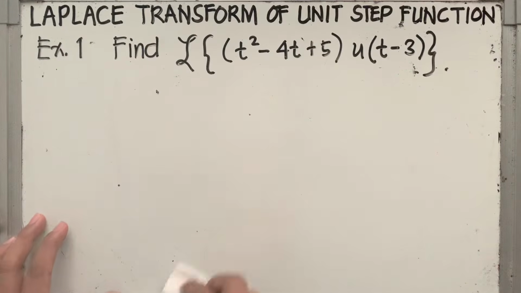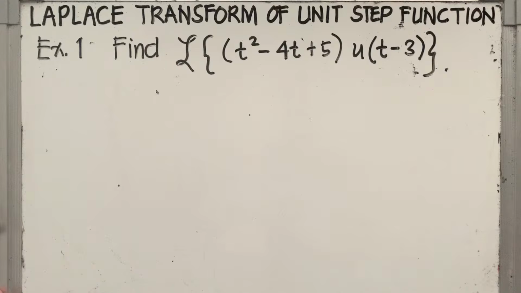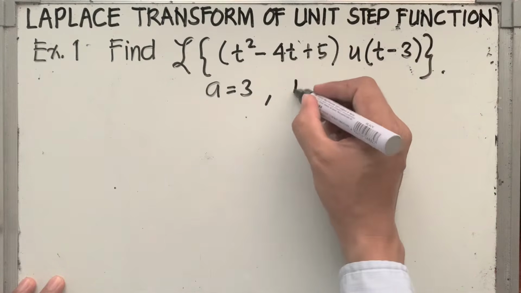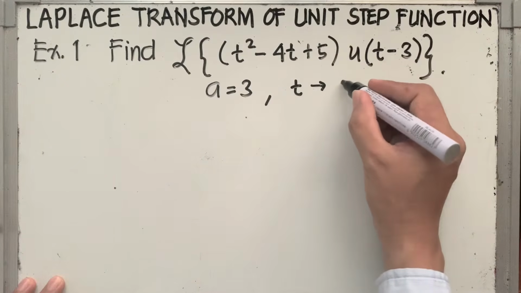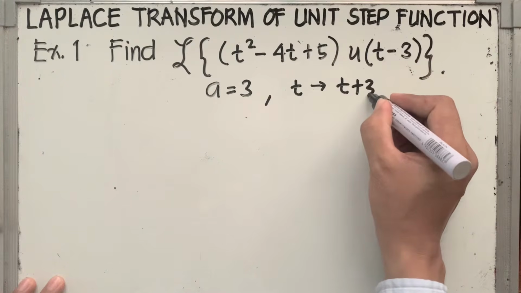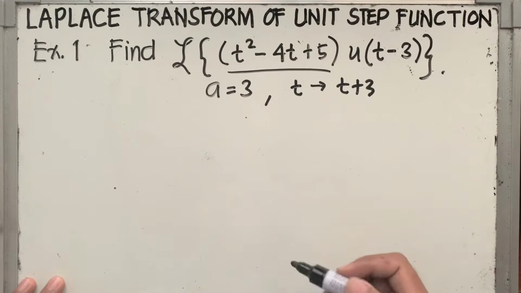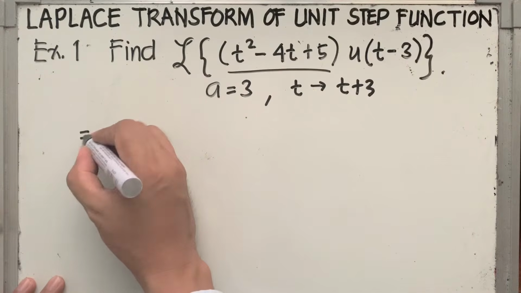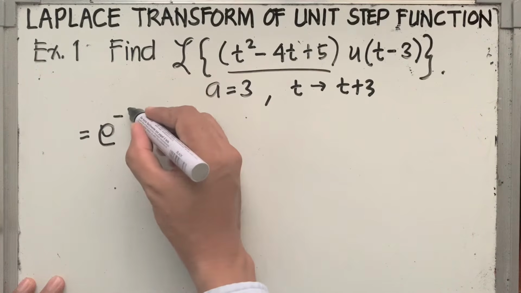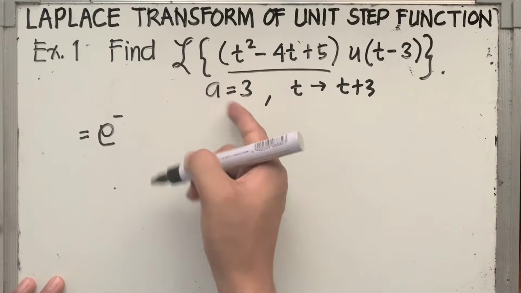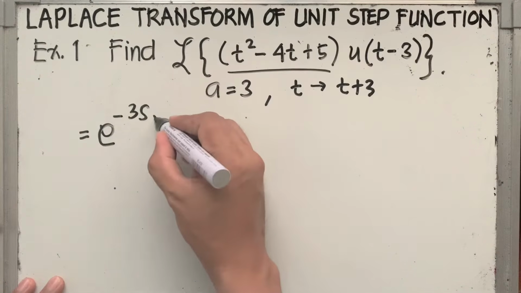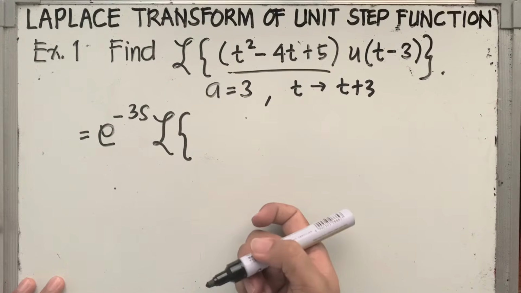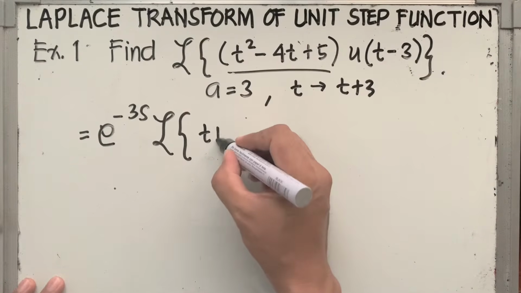Okay, so now let's do this. So isulat ko ulit yung value ni a, which is 3. And wag kalimutan na yung t, papalitan ng t plus 3, dun sa t squared minus 4t plus 5. Okay, and the Laplace transform of the unit step function is equal to e raised to negative as. So yung a natin is 3, so we put minus 3s Laplace of, so lahat ng t dyan, papalitan mo ng t plus 3.